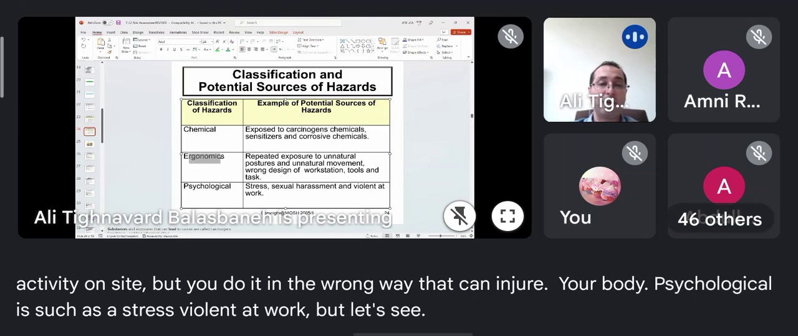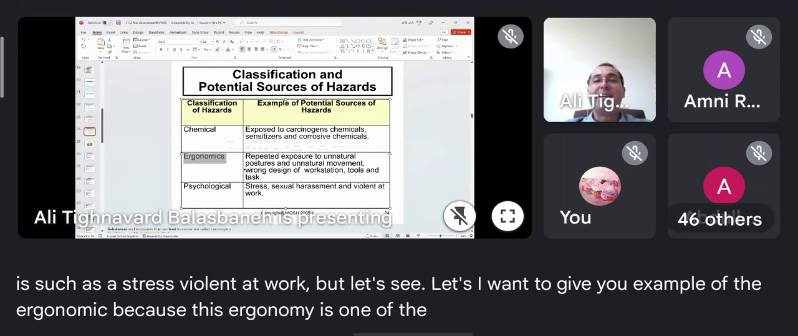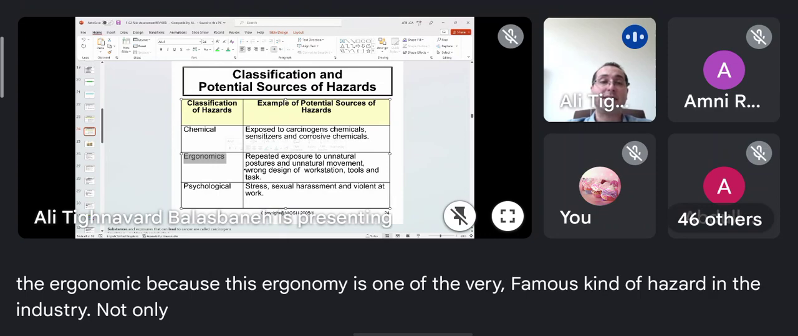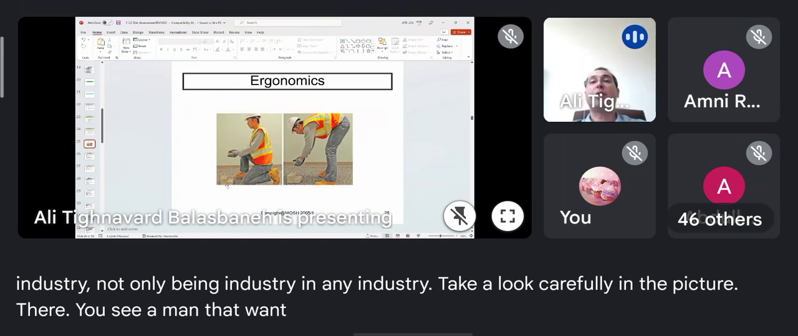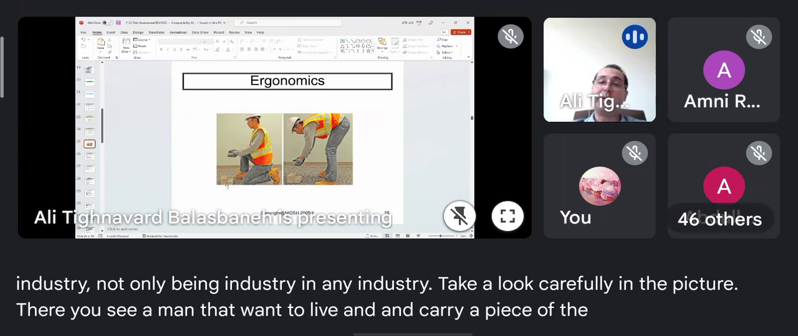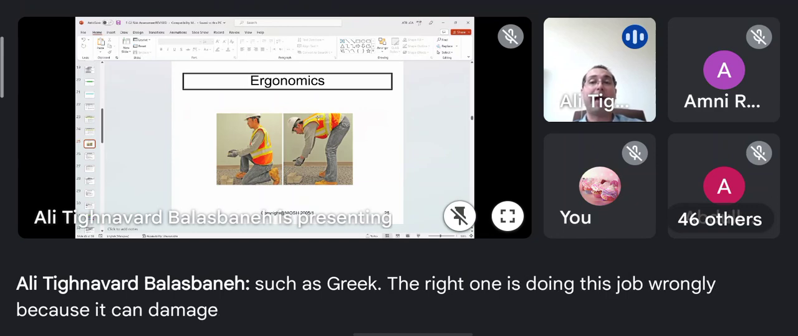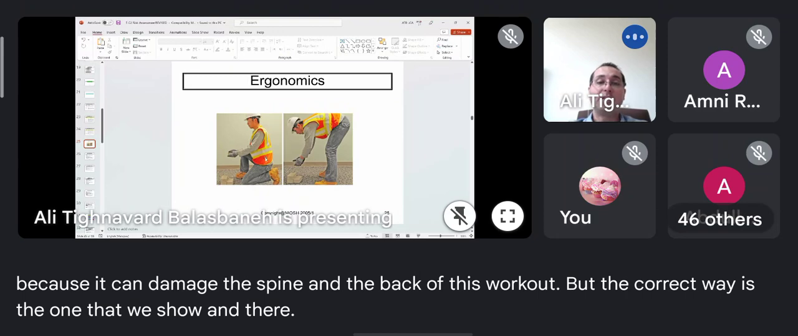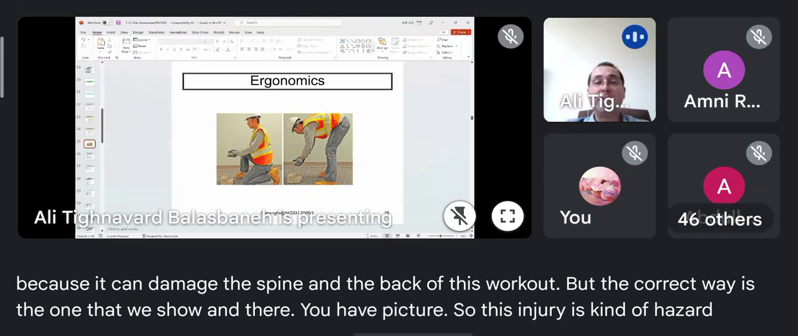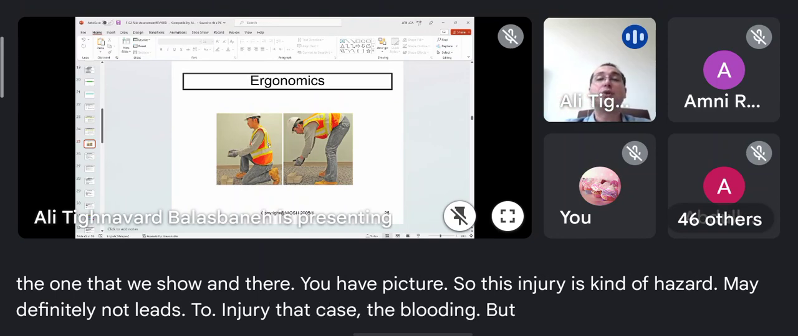But let me give you an example of the ergonomic, because this ergonomic is one of the very famous kinds of hazard in the industry, not only the building industry, but any industry. Take a look carefully at the picture. There you see a man who wants to lift and carry a piece of work. The right one is doing this job wrongly because it can damage the spine and back of this worker. But the correct way is the one shown in the left picture. This kind of hazard may not lead to an injury that causes bleeding, but definitely it causes illness.